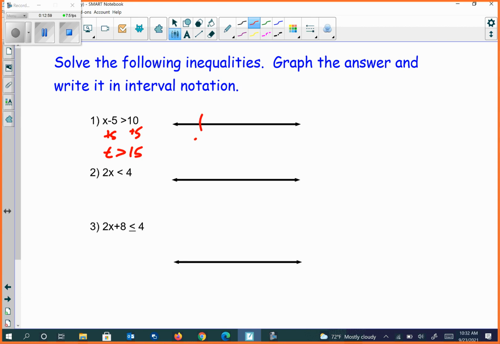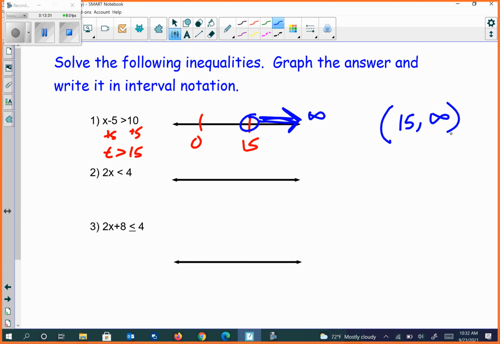So if I had a problem like this, I'd have a 0 here, 15 here. Is it an open dot or a closed dot on the 15? Open, because we don't have an equal sign. And we want values greater than that, so it goes this way. So we know that this is going to infinity, right? So if we write it as interval notation, we read the number line from left to right. So it's a soft bracket on the 15 to infinity. And remember, infinity always has a soft bracket on it.